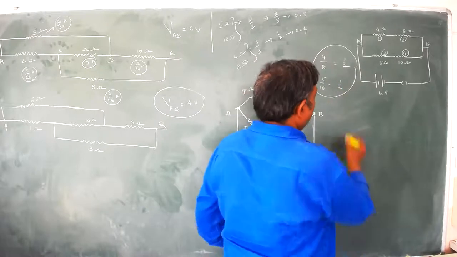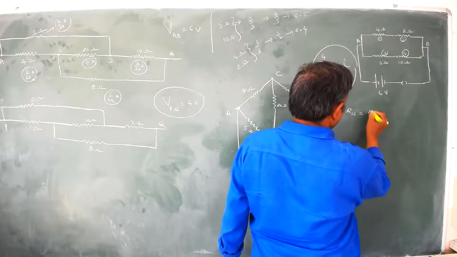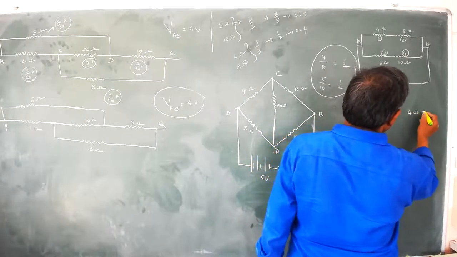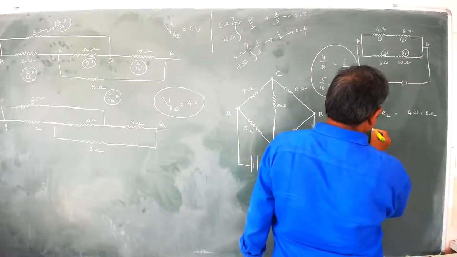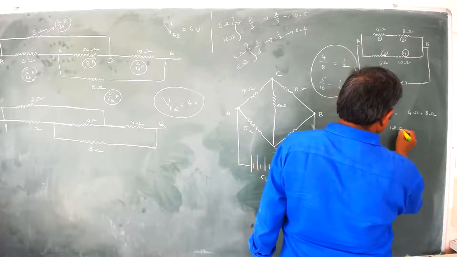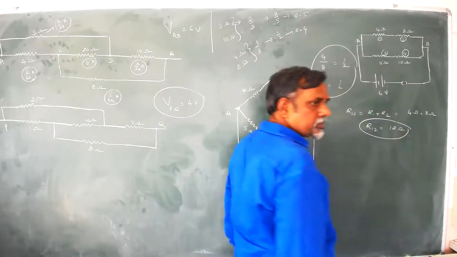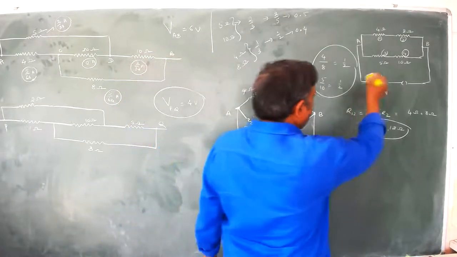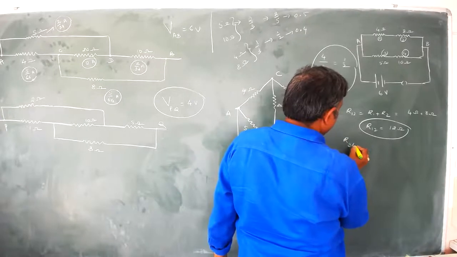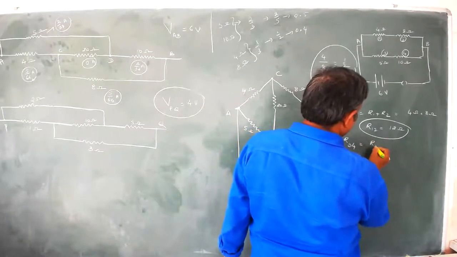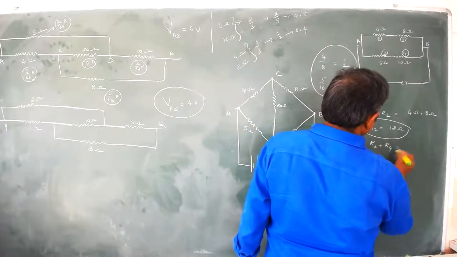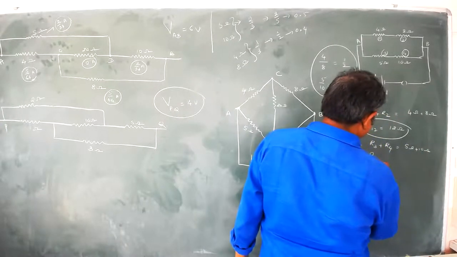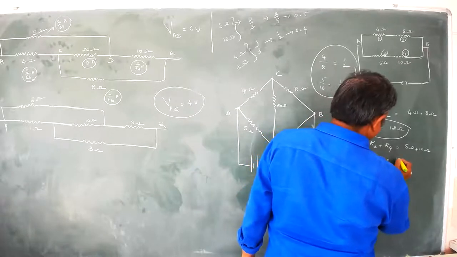So R1, 2 is R1 plus R2. So this is 4 ohm plus 8 ohm. So R12, how much are you getting? 12 ohm. Okay. Next, 3 and 4. So this becomes R3 and this becomes R4. So how much? 5 ohm plus 10 ohm. So R3,4 is equal to 15 ohm.